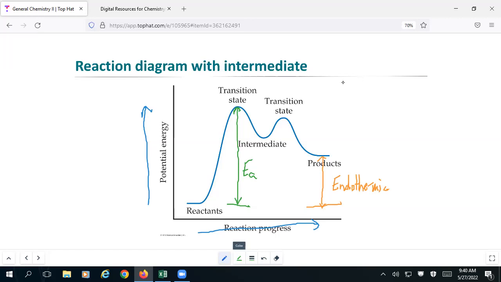Now, in a multi-step mechanism, activation energy actually is required multiple times because I need a certain amount of energy to get the reactants into the intermediate state. And I need an additional activation energy, usually a smaller activation energy, to turn that intermediate into our product.